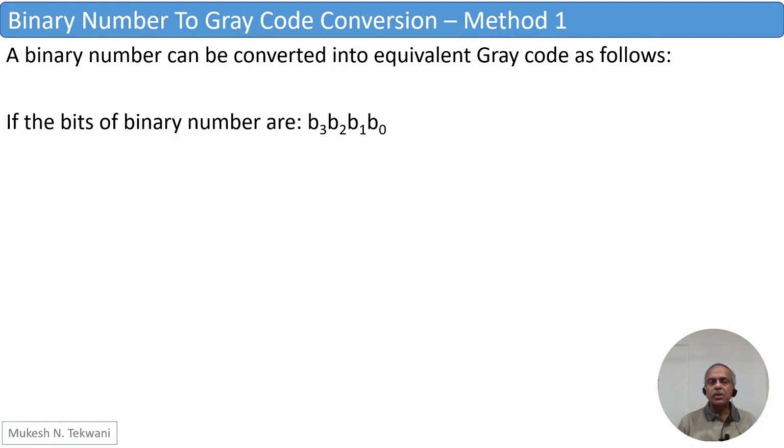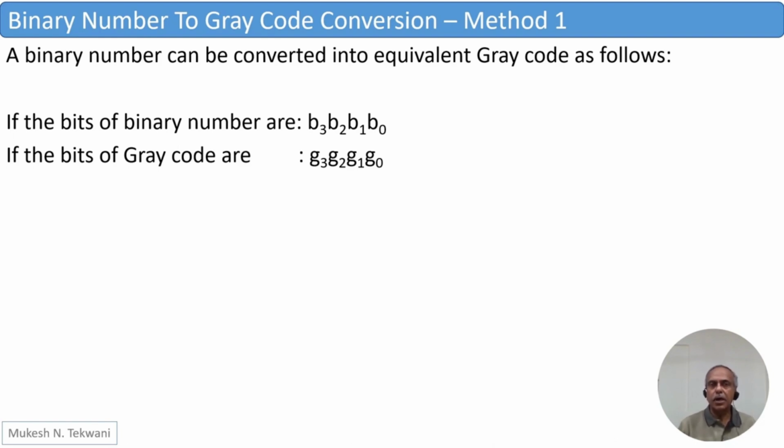The bits of a binary number, we can represent them as a set B0, B1, B2, B3 as we move from the least significant bit to the most significant bit. And equivalently, the bits of a gray code can be represented with G0, G1, G2 and G3. This is of course for a 4-bit binary number or a 4-bit gray code. Now, how do we generate the gray code values given a particular binary number?